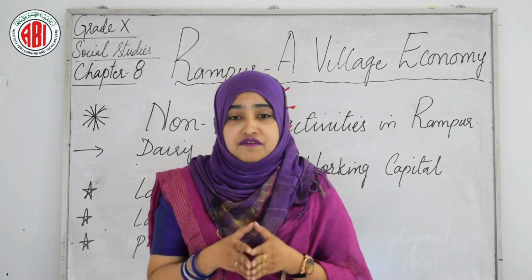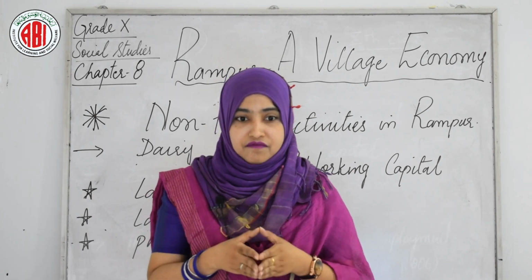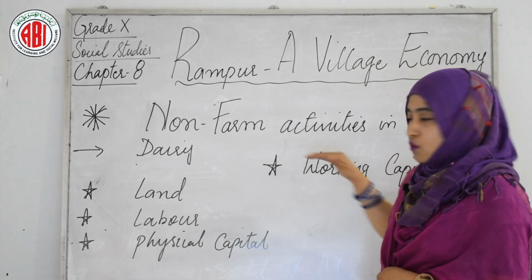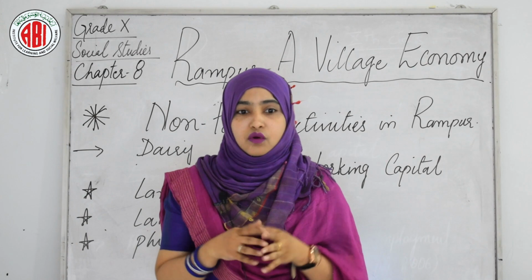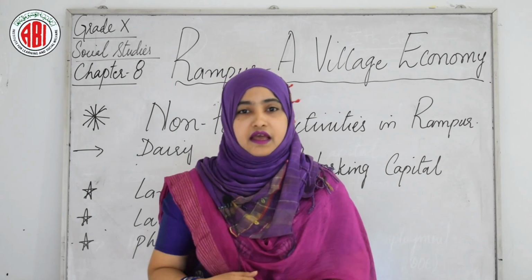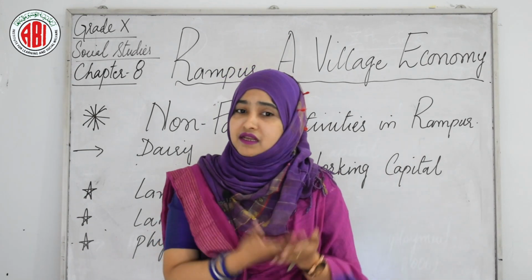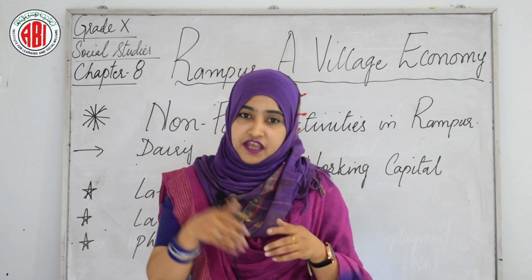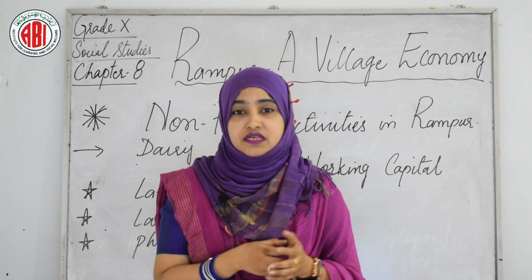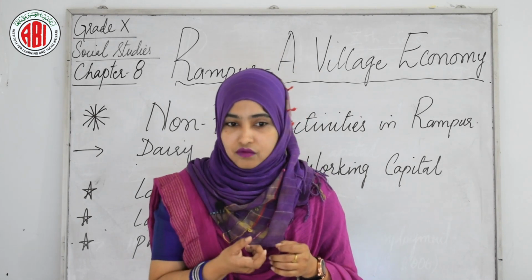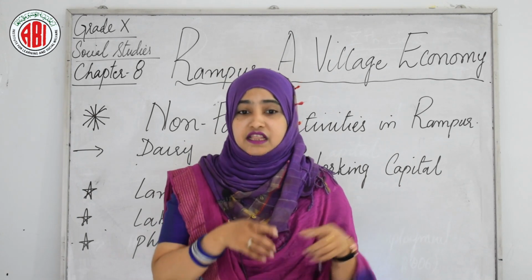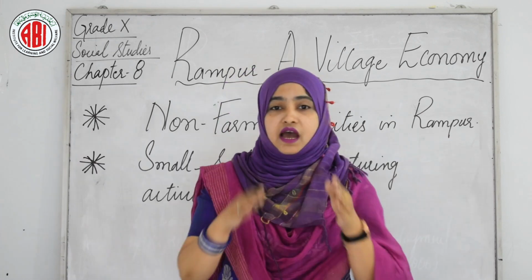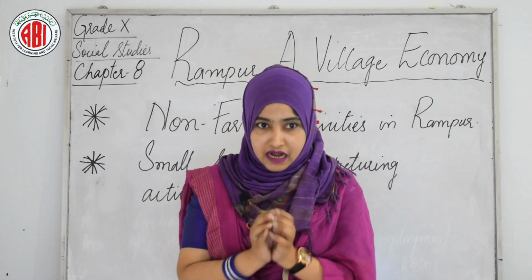The production factors of this activity are, briefly, land, labor, physical capital, and working capital. For land, it is their own shed in the village, and for labor, family labor, especially the women who look after the buffaloes. In physical capital, buffaloes are purchased at the cattle fair. In working capital, they feed the buffaloes from their own land. Some medicines are purchased.